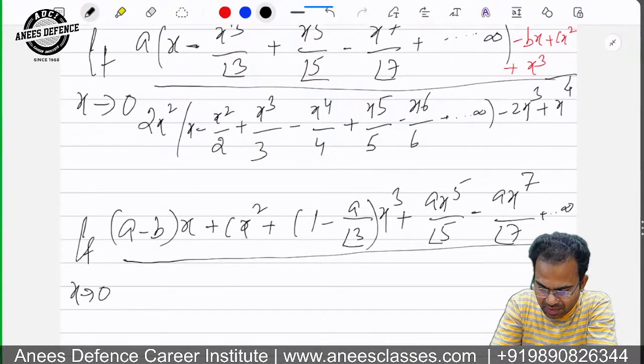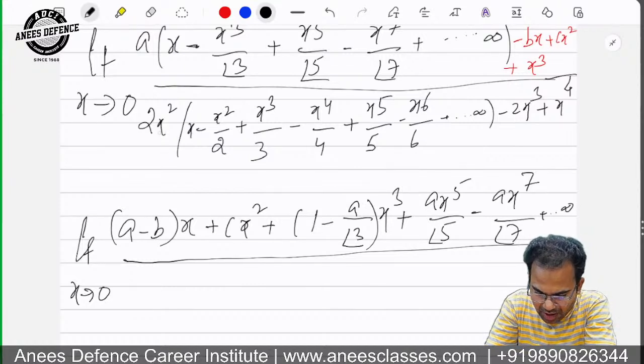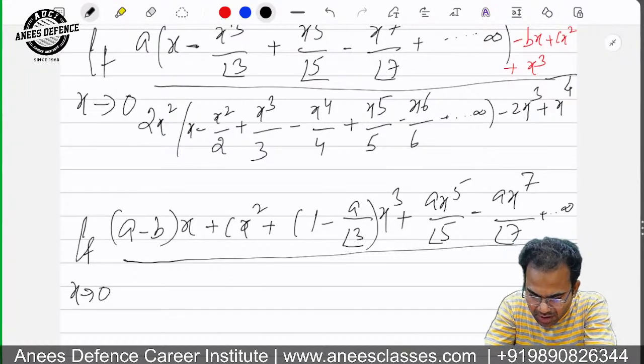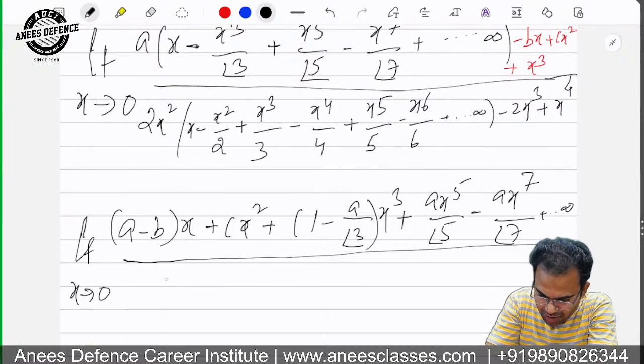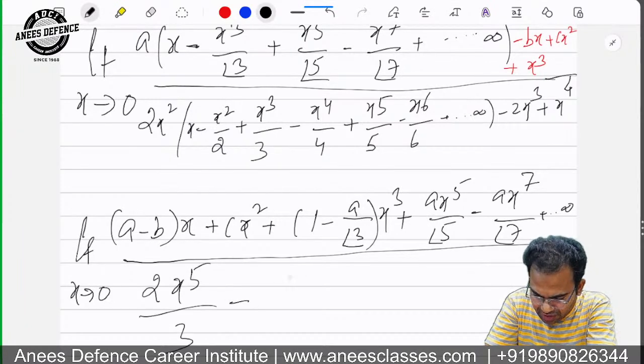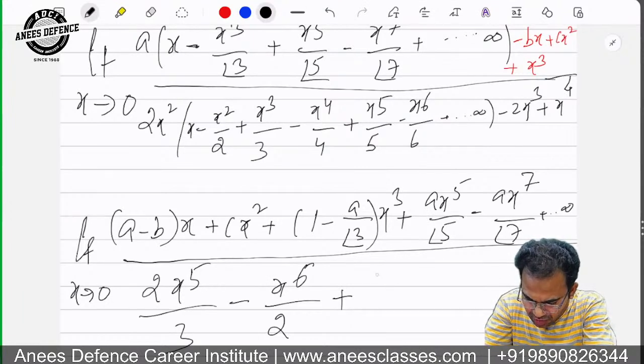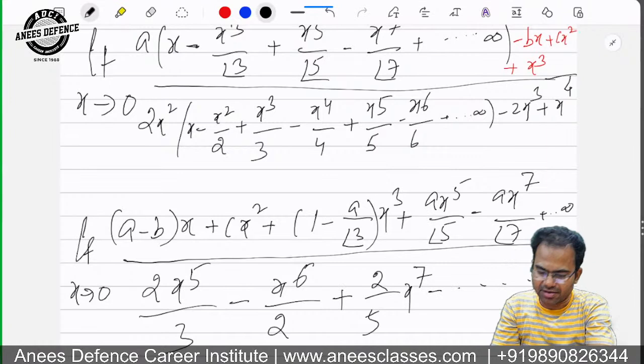Whole divided. I will collect the same power, that is 2x cube will cancel, and x to the 4 and x to the 4 will cancel. So here it will be 2 times x to the 5 upon 3, minus 1 by 2 times x to the 6, plus 2 by 5 x to the 7, that's enough. After that I can write up to infinity. Okay, so write this.